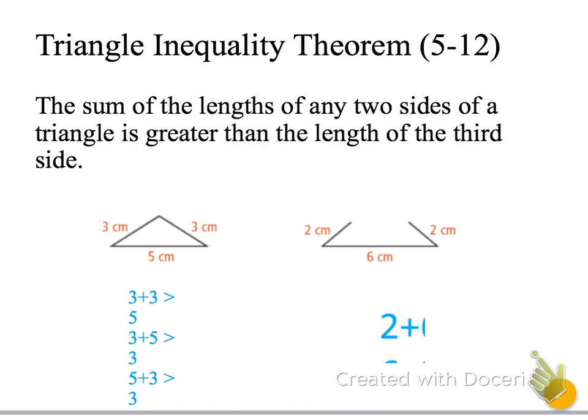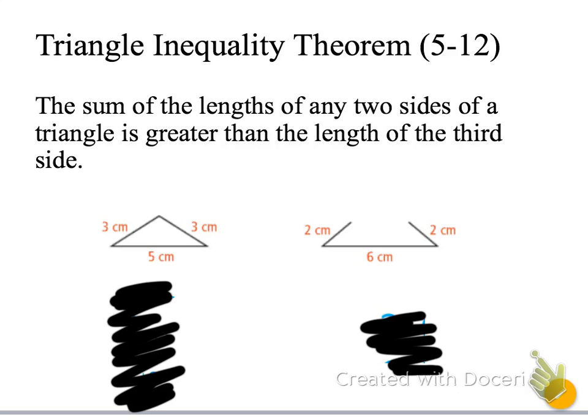Triangle inequality theorem. So for us to have a triangle, the sum of the lengths of any two sides that we pick should be greater than the length of the third side. So let's say I pick these two sides. So we're going to do 3 plus 3. It should be greater than 5 to be able to be a triangle. So 3 plus 3 is 6.